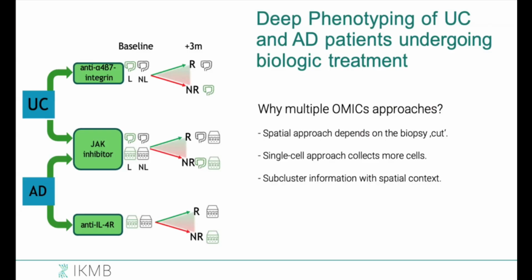This is a project within the Immuniverse project, an EMI consortium from the European Union. What we did is deep phenotyping of ulcerative colitis patients that are treated with either anti-integrin or a JAK inhibitor. The approach is quite similar. We have lesional and non-lesional tissues at baseline, and then 14 weeks later we also take a biopsy sample of the intestinal epithelium, and then we classify the patients as remission or non-remission.